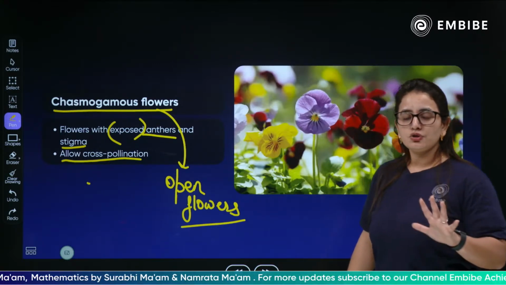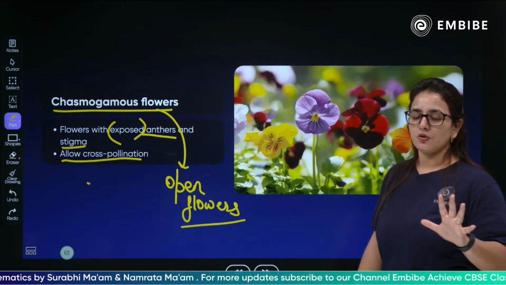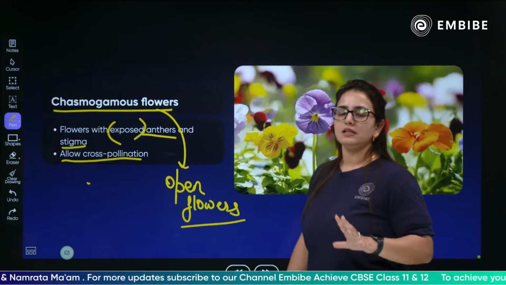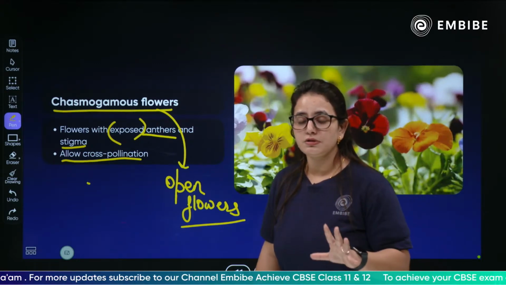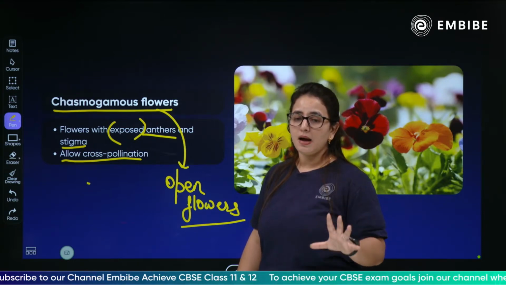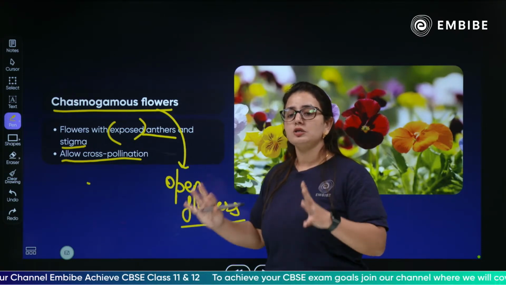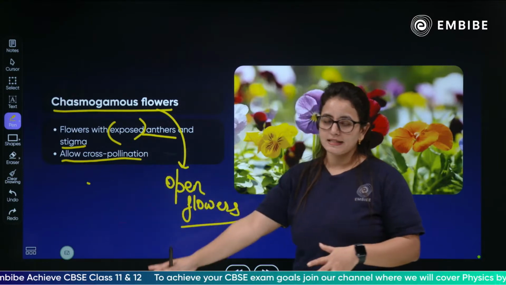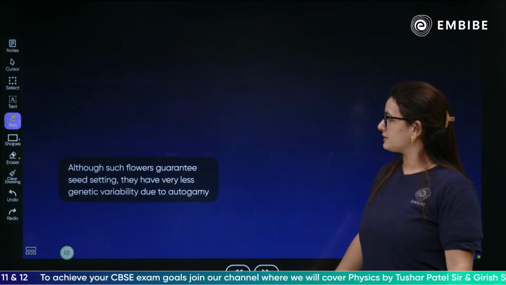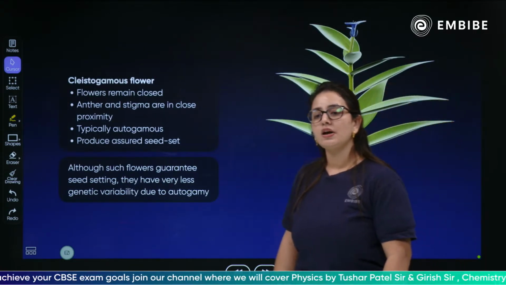We are not talking about cross pollination over here; we are just explaining the chasmogamous plants. Chasmogamous flowers are those flowers which have exposed anther and stigma, and they allow cross pollination to take place. Chasmogamous flowers, open flowers. Next, we have cleistogamous flowers.